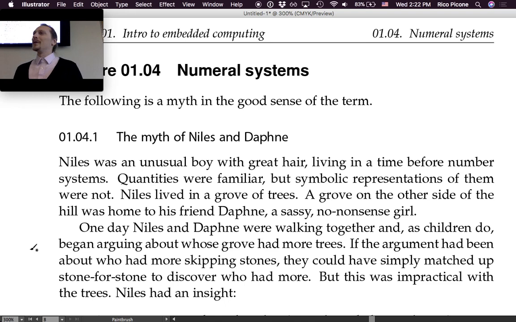Niles was an unusual boy with great hair, living in a time before number systems. Quantities were familiar, but symbolic representations of them were not. Niles lived in a grove of trees. The grove on the other side of the hill was home to his friend Daphne, a sassy, no-nonsense girl.